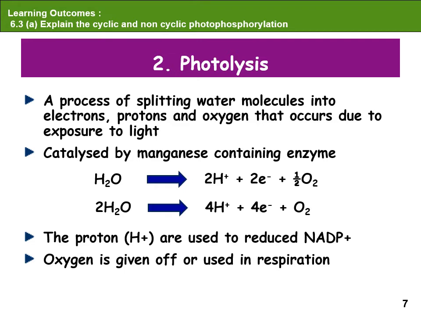The second process is the photolysis. Okay, photolysis is actually a process of splitting water molecules into electrons, proton, and oxygen that occurs due to exposure to light. And this process is catalyzed by manganese containing enzyme. Okay, so when it uses only one molecule of water, it will produce 2 proton, 2 electron, and half oxygen. So that's why in the light dependent reaction, it involves 2 molecules of water to get 1 molecule of oxygen.